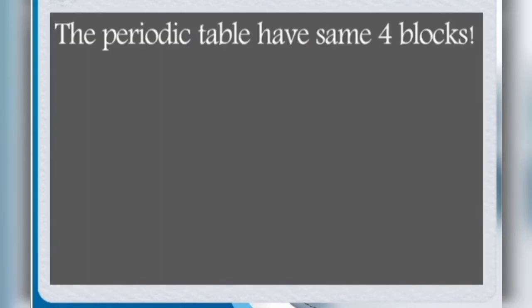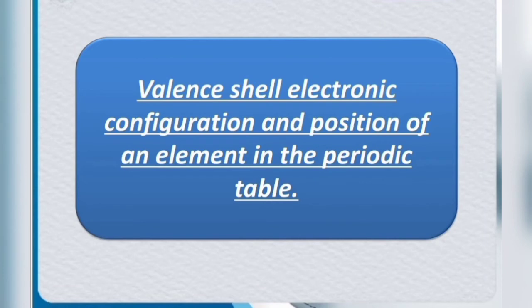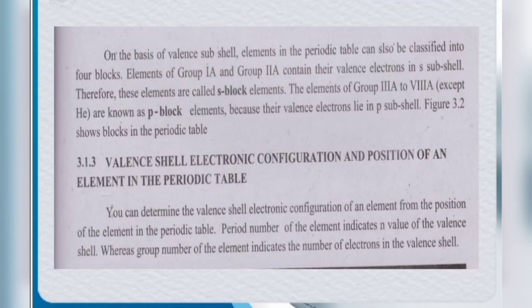I hope students you all have understood the concept. Now our second topics are valence shell electronic configuration and the position of an element in the periodic table. This is your book, page number 48. Open this page in front of you for better understanding of the topic.